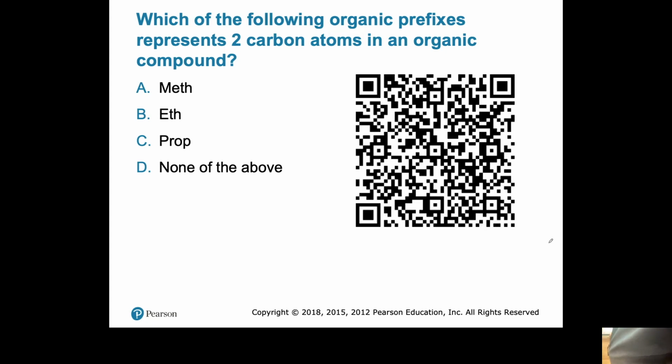So most of you answered B, which is correct. It is indeed B. The prefix eth means two carbons.